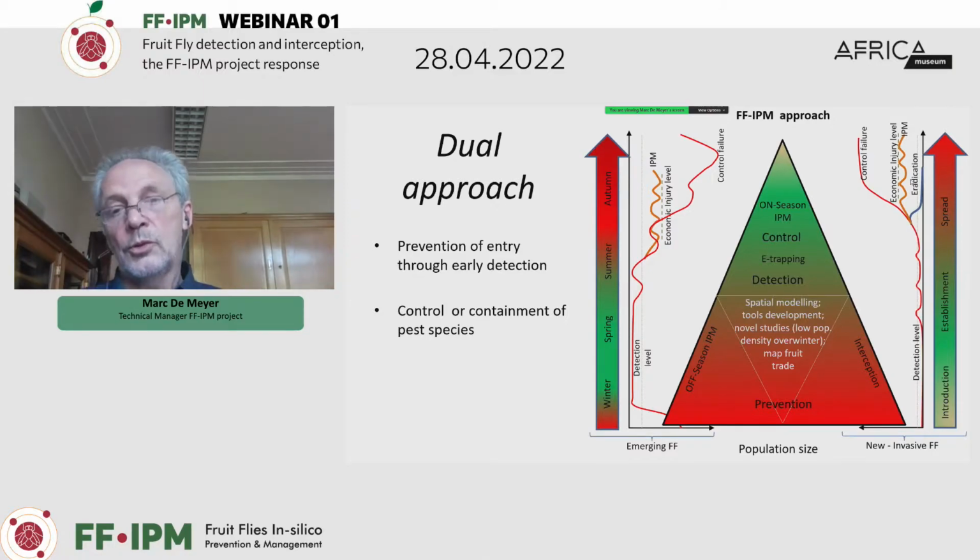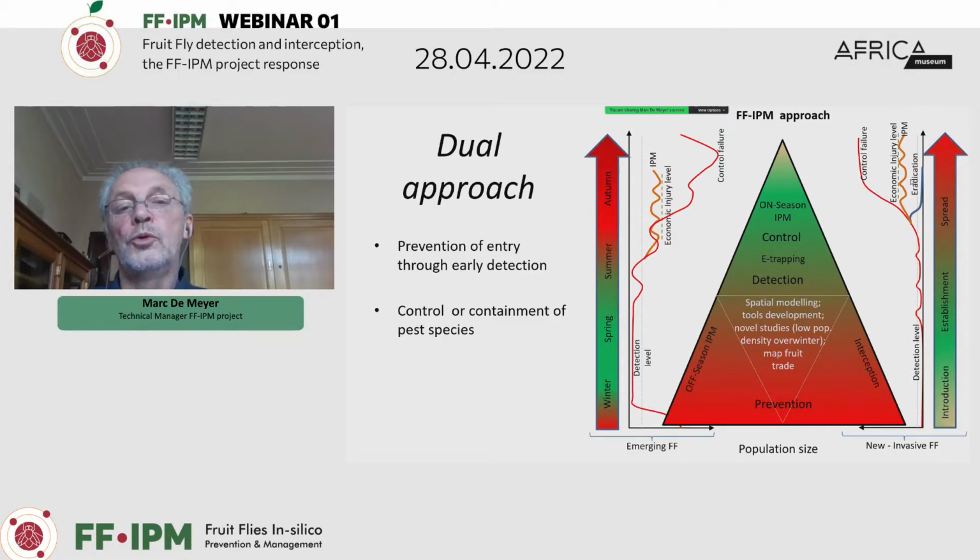As Nikos already explained, we would like to prevent the entry of new exotic flies which are not established already in Europe. And in order to do that, we need a very early detection. We have to speed up our detection methods so that, as soon as the fly occurs within the European Union, we can recognize it, and then we can take appropriate measures to eradicate it if possible. On the other hand, fruit fly IPM also is looking at control or containment of pest species. Ceratitis capitata is a good example. It's already here. You cannot eradicate it anymore, but you can try to control it.